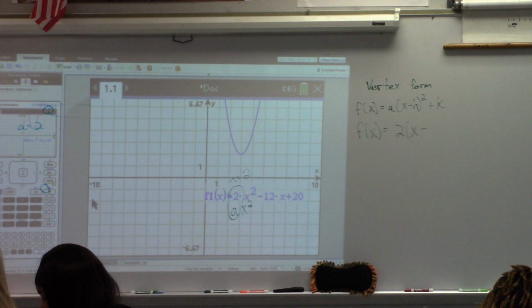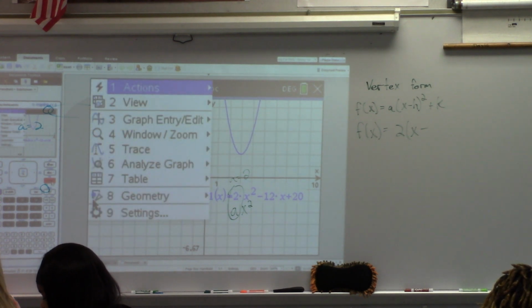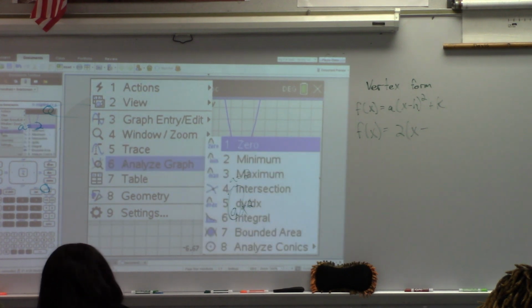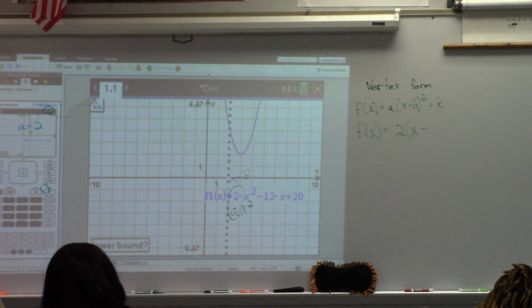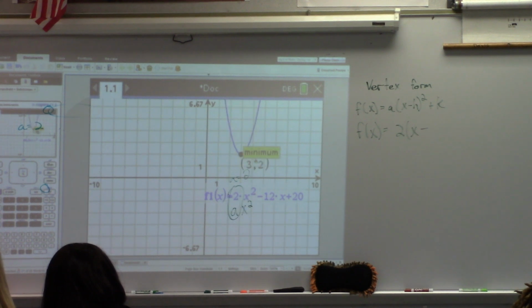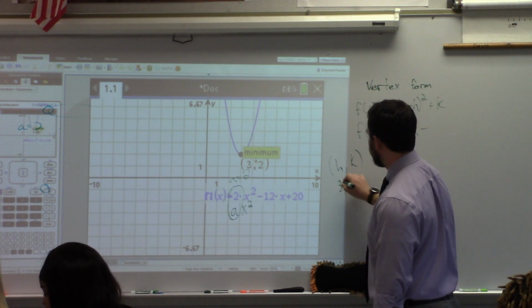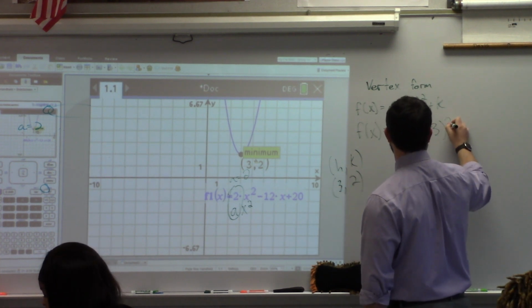If I go to menu, I could go to... What can help me find... By the way, if I want vertex form, I need the vertex. So where am I going to go to find that vertex? You can go to analyze graph. In this case, my vertex is a minimum. And lower bound needs to be below until I hit enter. Scroll to the right, and I hit enter, and there's my vertex. And so in justifying, right, we would want to say h comma k and indicate 3 comma 2. So x minus 3 squared plus 2.